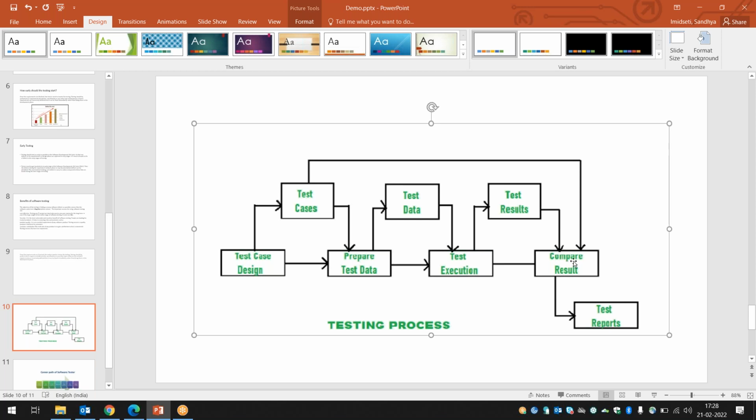Once everything is finalized, we are going to prepare a report for the testing which we have done. What a test case is, how to prepare and design it, what test execution is, I'm going to let you know everything. So this is the testing process which we generally follow in the IT industry as a tester.